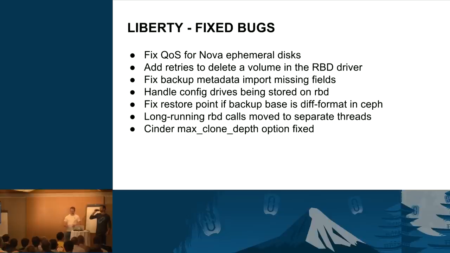Fixing up the clone depth options so that you can automatically flatten clones. You don't get a super long chain if you're cloning volumes to another volume and to another volume. And fixing up config drives in Nova so that they can be stored in RBD directly instead of needing to be stored on the local disk. This is one of the steps towards diskless compute nodes.